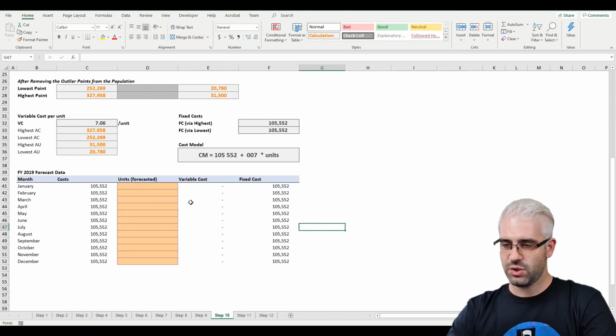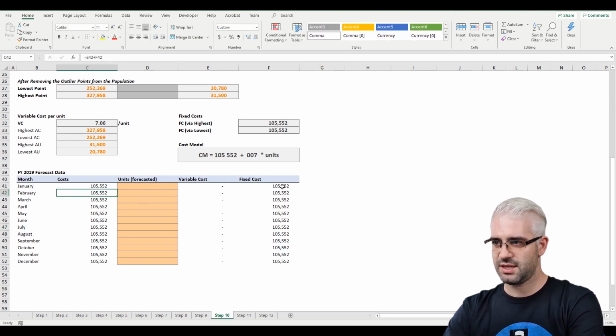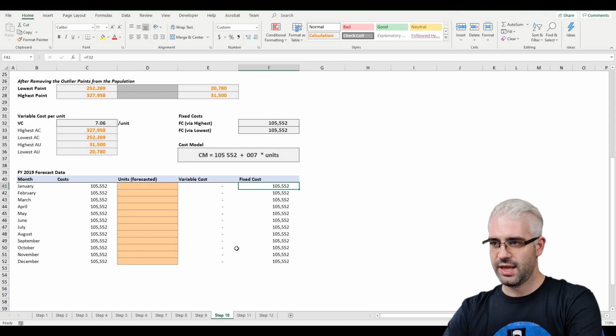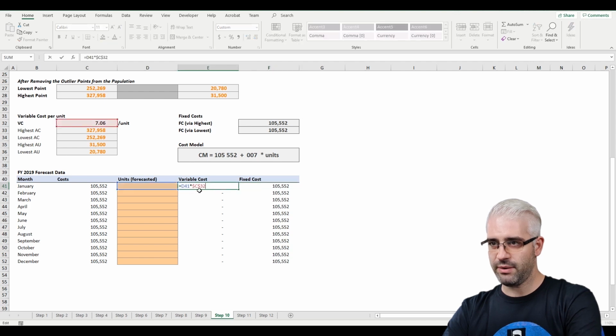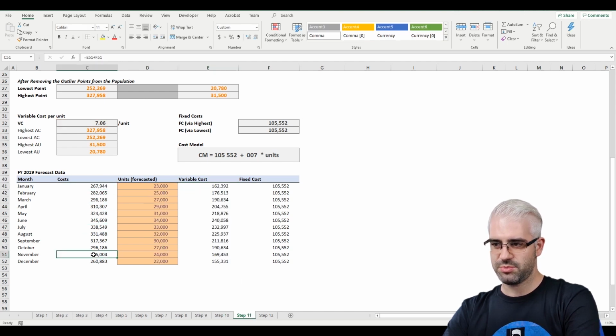Next thing we can do is forecast our data. So we just set up a table that has the total cost, which would be the variable cost plus the fixed cost, and the fixed cost is always 105,552. What we have next is the variable cost, which is the variable cost per unit multiplied by the units, and adding our forecasted units, we get our total costs per month.